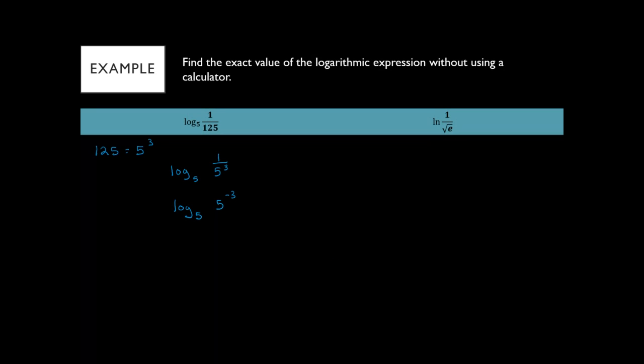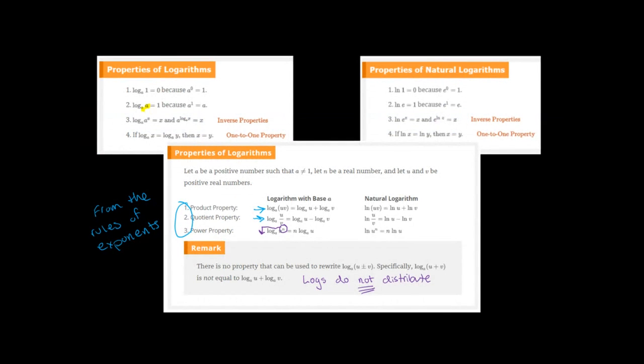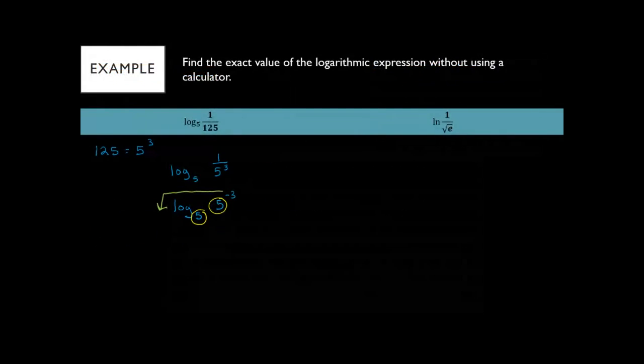So now I have log base 5 of 5 to the negative 3. One of the properties of logarithms says if your base on the logarithm matches the base of what you're taking the log of, those can cancel out. But right now we can't cancel it out because we have this negative 3 in the exponent. So we have to use our other rule, where that negative 3 can be put in front. I always forget the name of this rule. What do they call it, the power property? Yeah, the power property. So we're going to use the power property here.